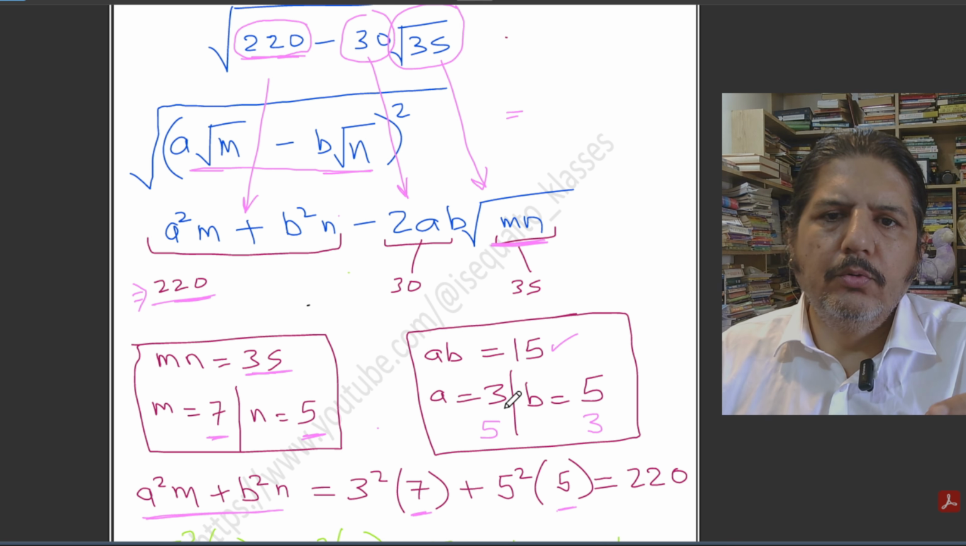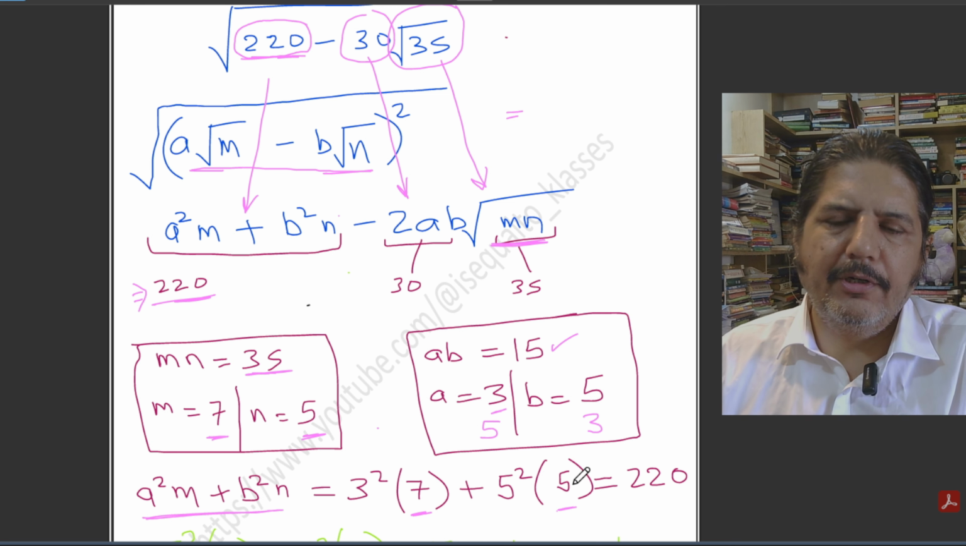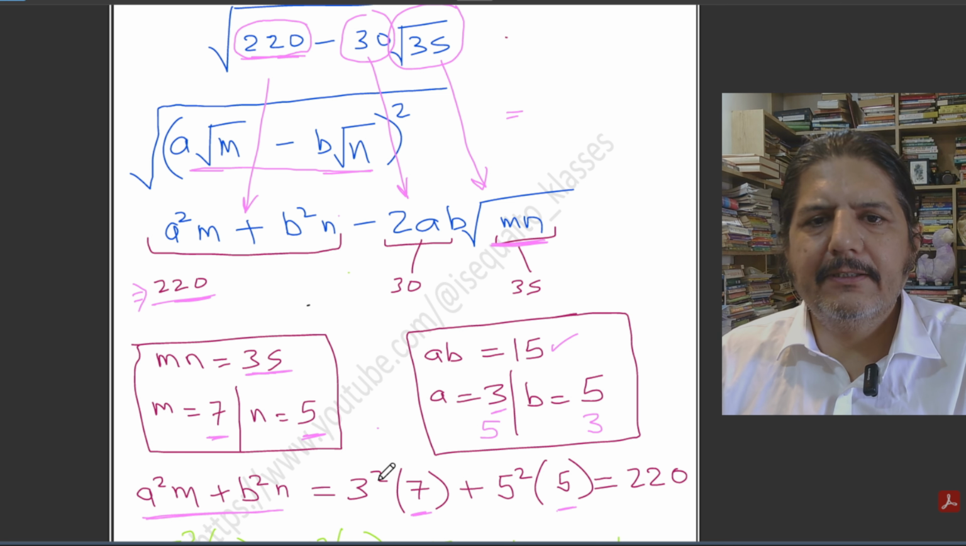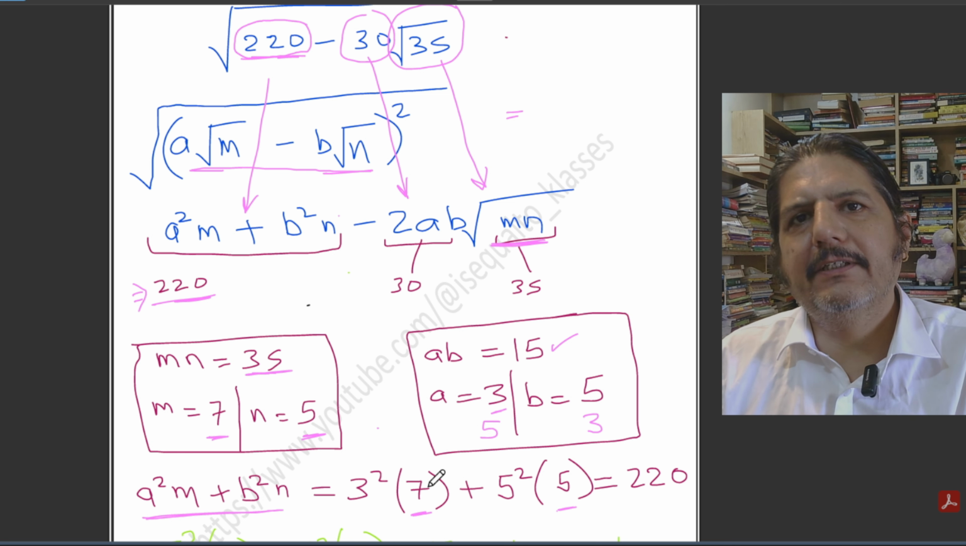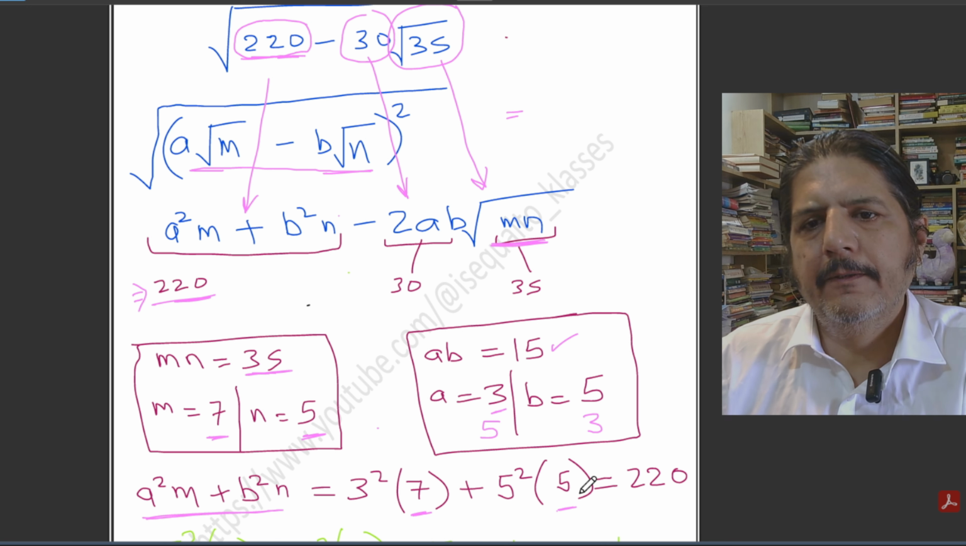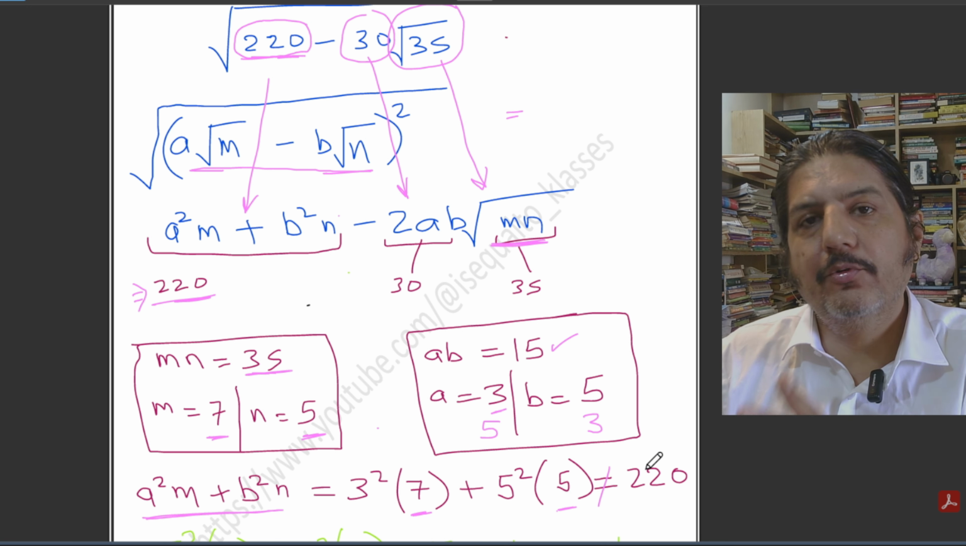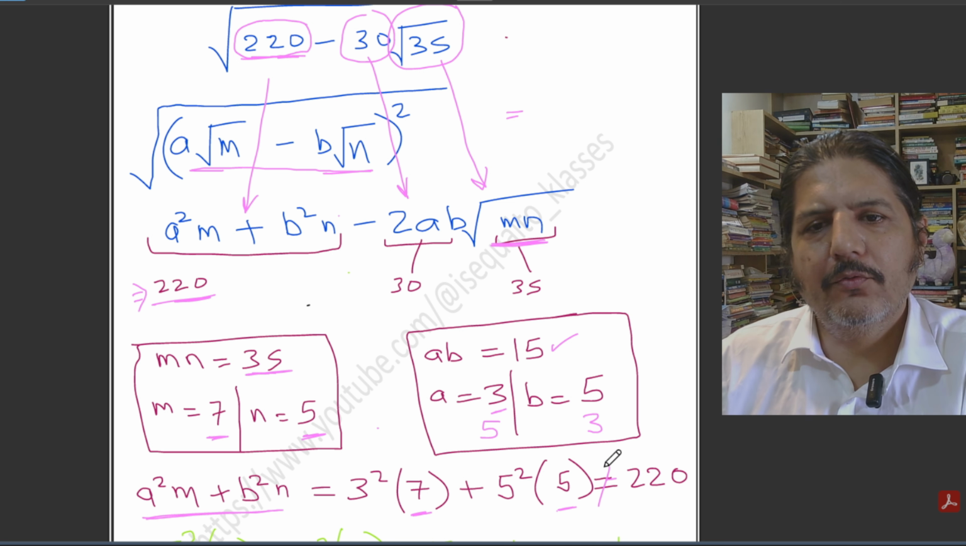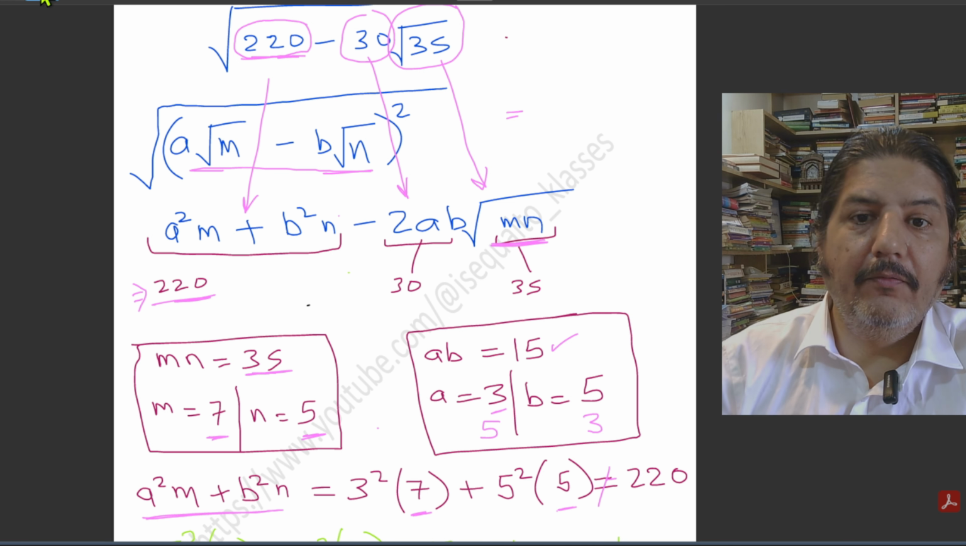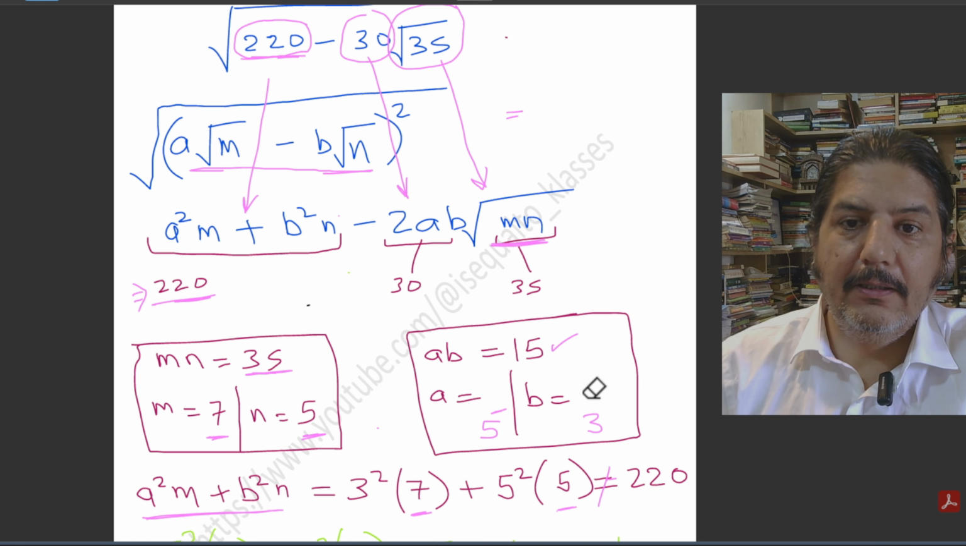So first I do 3 square and 5 square. 3 square into 7 plus 5 square into 5. You will understand that this is 3 3s are 9, 9 7s are 63. There is a 3 in the units place. Then there would be 5 in the units place here. So this won't be equal to 220. You don't even have to calculate. So this value you can ignore.